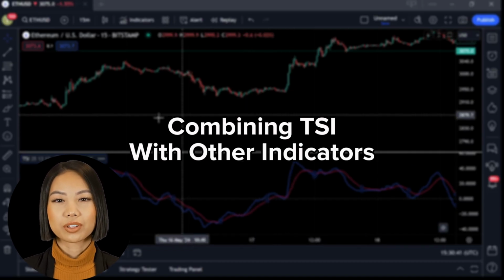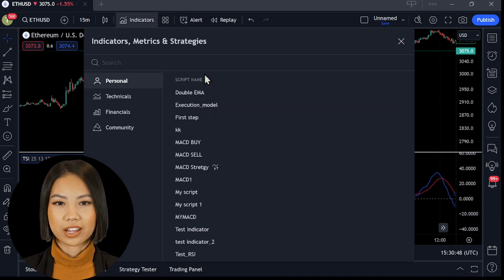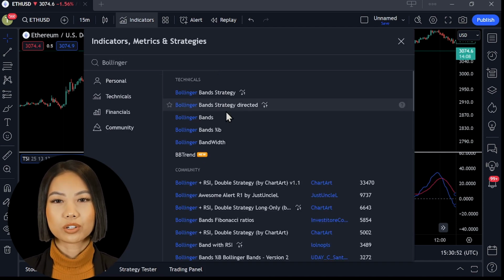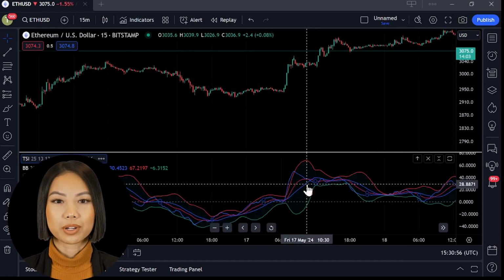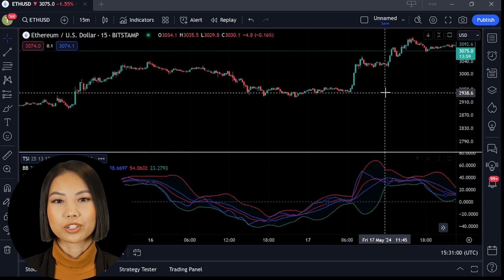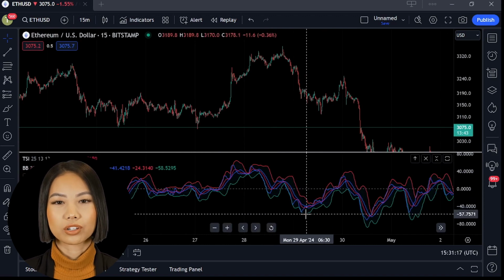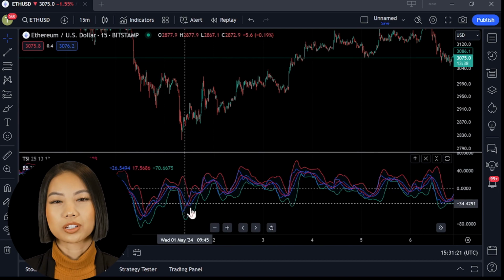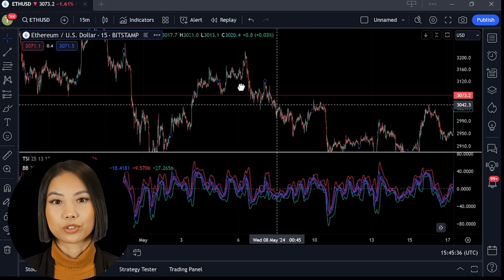Combining TSI with other indicators. For more reliable signals, combine TSI with other indicators. For example, pairing TSI with Bollinger Bands can enhance your strategy. Use TSI to identify momentum. Use Bollinger Bands to gauge price levels and volatility. If TSI reaches the upper band, it might signal an overbought condition, while approaching the lower band could indicate oversold conditions.